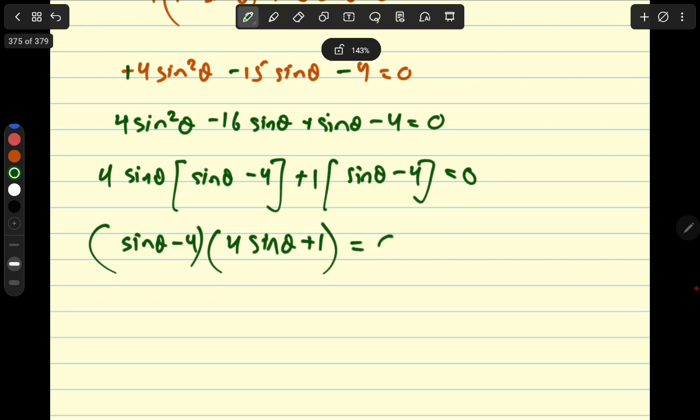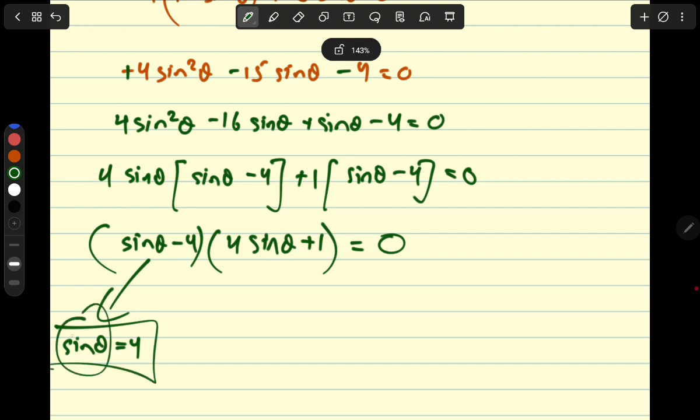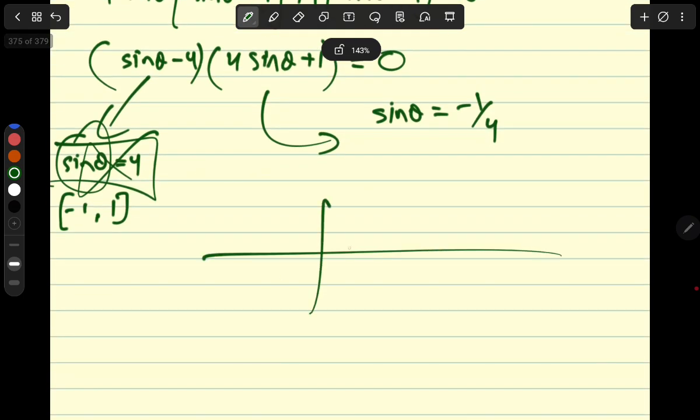So definitely this doesn't exist. So sine theta is equal to 4 is not possible because sine theta ranges between -1 and +1. So this is not possible. Only this is possible. So sine theta is equal to -1 upon 4, definitely in the third and fourth quadrant, as you can see here.